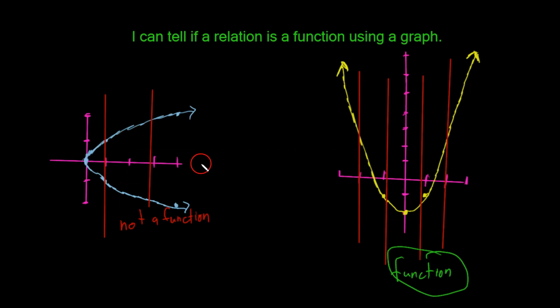So using the vertical line test, you should be able to tell whether a graph is a function fairly easily. I hope by now you can say I can tell if a relation is a function using a graph.